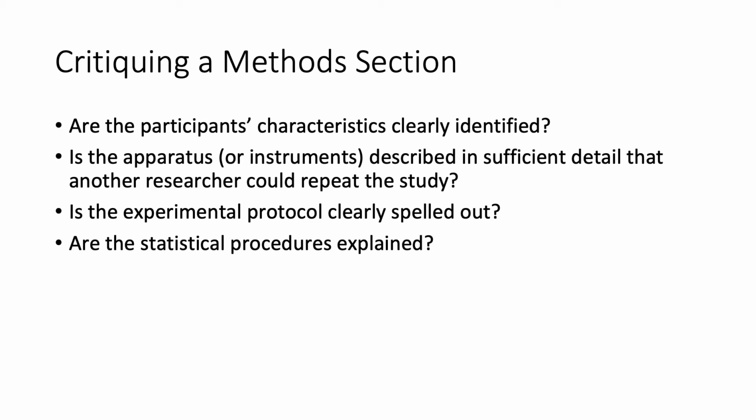When we are critiquing the method section, we should look and see if the participants' characteristics are clearly defined, such as the age or age range, whether they are trained or untrained, and if there is a descriptor of what is trained and what is untrained, and then also other criteria as well. Also, is the apparatus or the instruments described in sufficient detail that another researcher could repeat the study? Also, we can critique whether the experimental protocol is clearly spelled out, or do we have to guess and figure out when these measurements were taken?